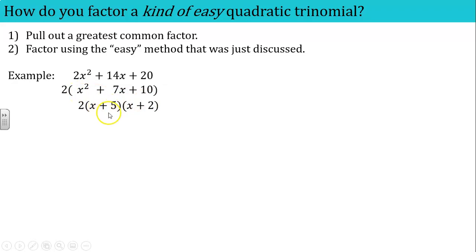So this factors into x plus 5, x plus 2, and then I can't forget about this 2 that I pulled out in the very first step, right? That still goes down here. All right, but this is correct because 5 times 2 multiplies to 10, and 5 plus 2 adds to 7. All right, so this would be your final answer.